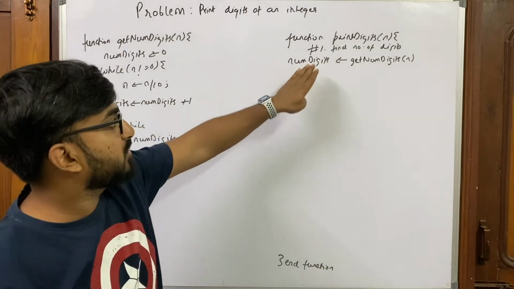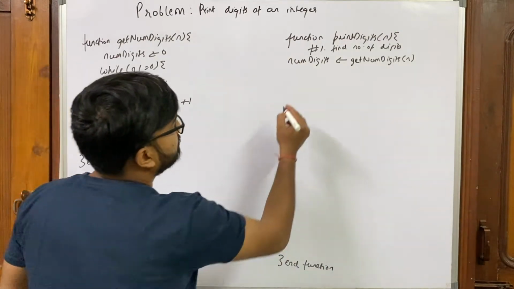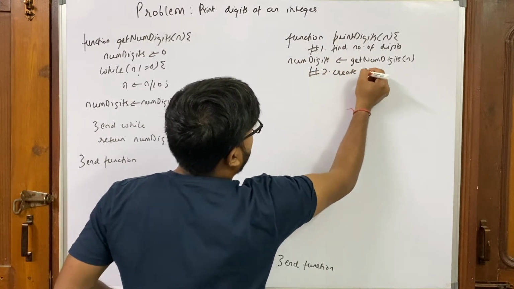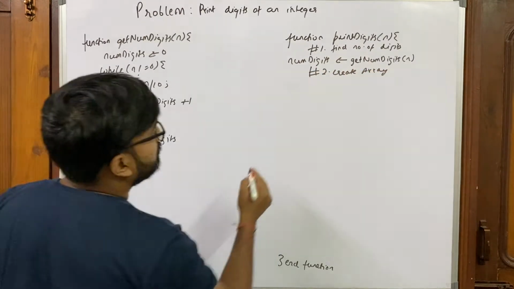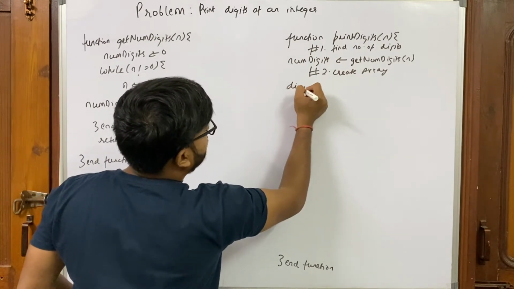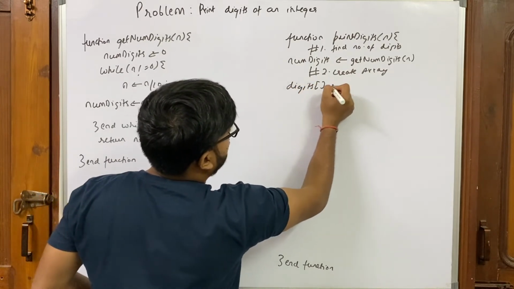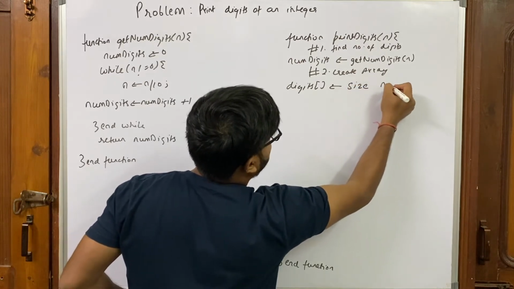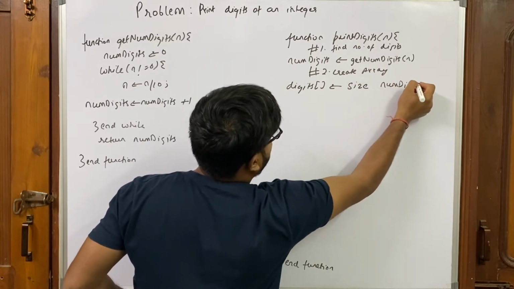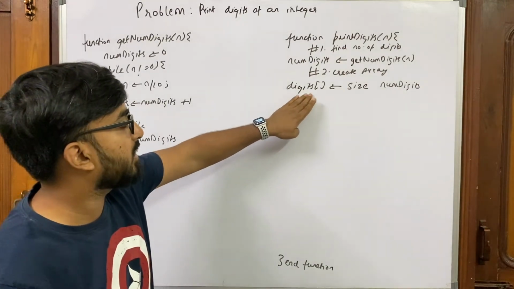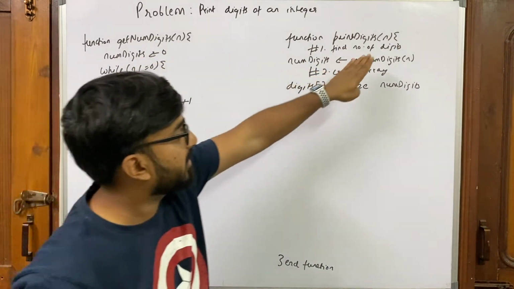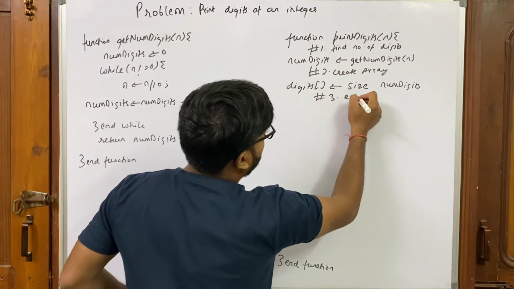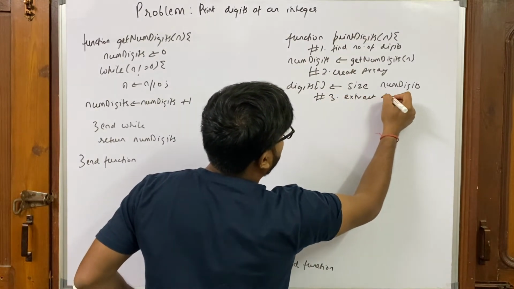So the first step is to find the number of digits. Alright. Second step, create array. Okay. So basically your array, which is named digits, okay, is size of num digits. Okay. We will populate this array with digits of this integer n. The next step is basically extract digits and populate this array.